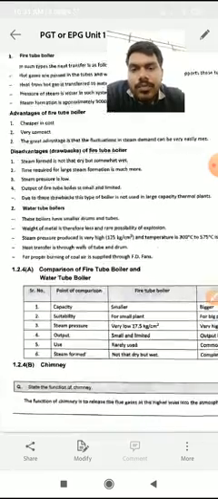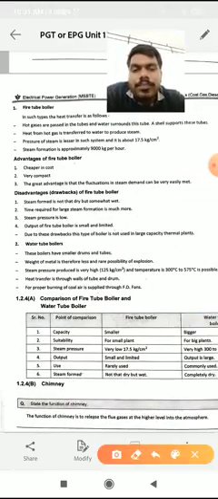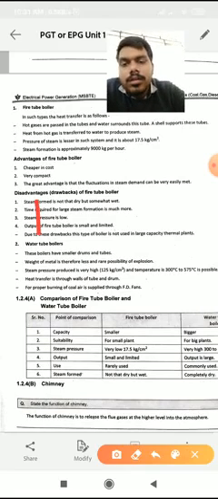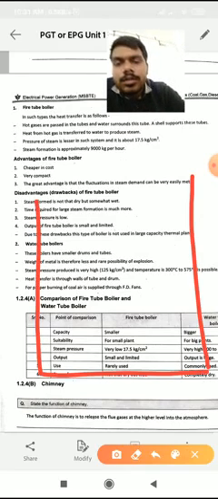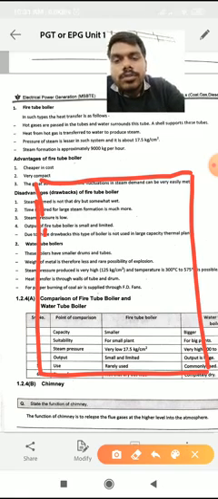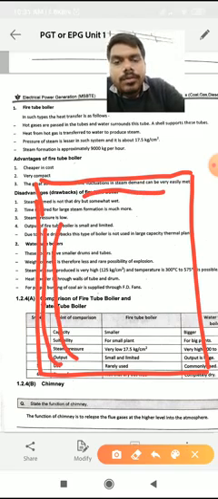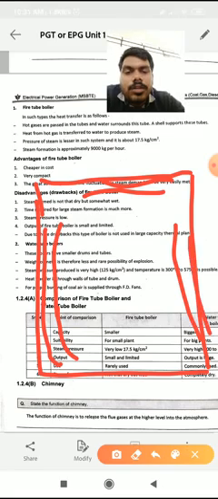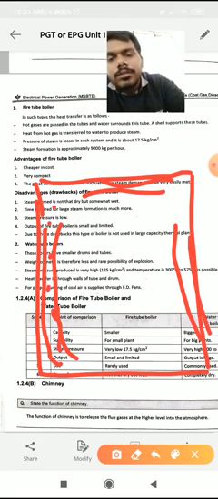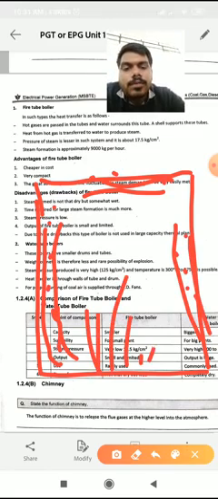Heat transfer is through the walls of the tubes and drums. In the boiler, actually, suppose this is the boiler, and on the walls the tubes are fitted. In between there is a flow of water, and here the gas will be there.